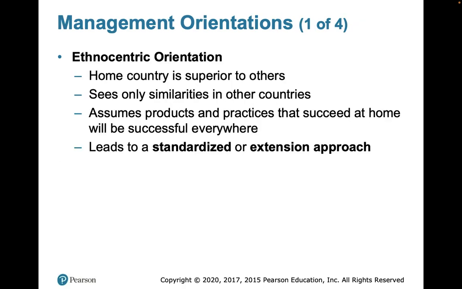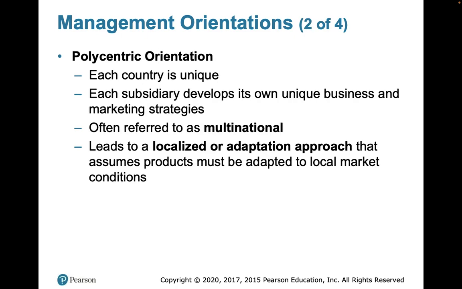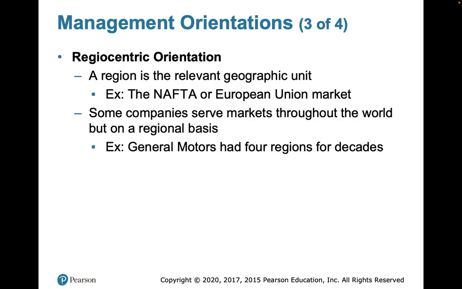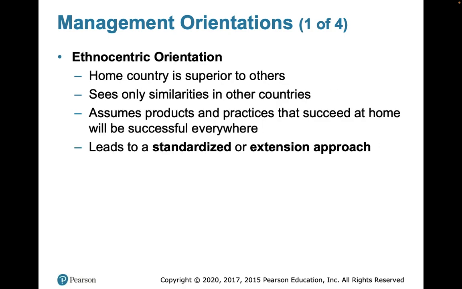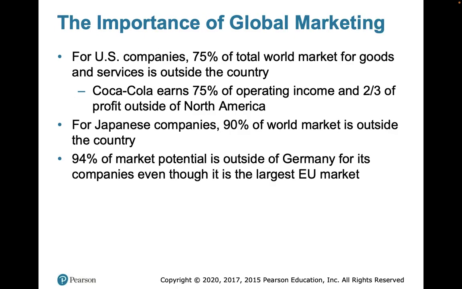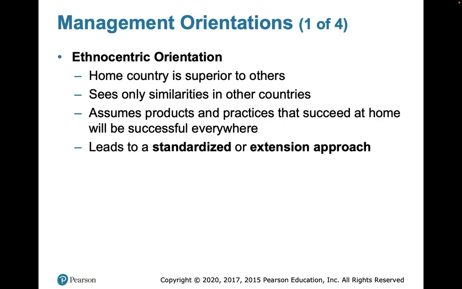Then we're going to look at the difference between ethnocentric orientation, polycentric orientation, regiocentric orientation, and geocentric. All these are different. When we talk about ethnocentric orientation, it has to do with the home country being superior to others. These are orientations which the management must be well aware of. They have to know that the home country is superior to others. They should see only similarities in other countries, and assume products and practices that succeed at home will be successful everywhere.